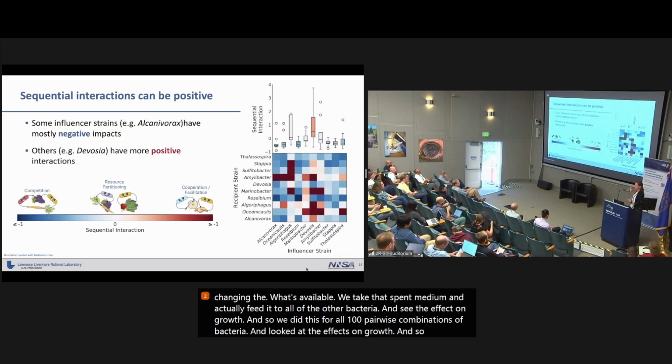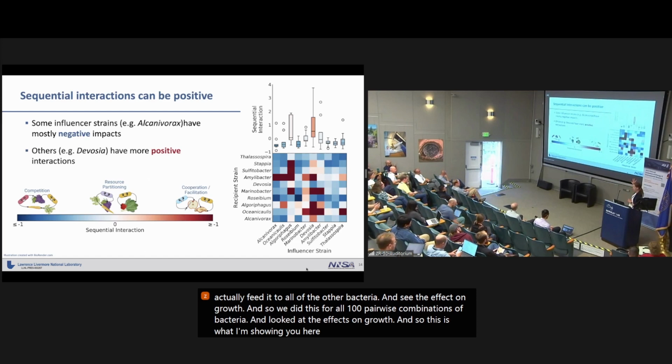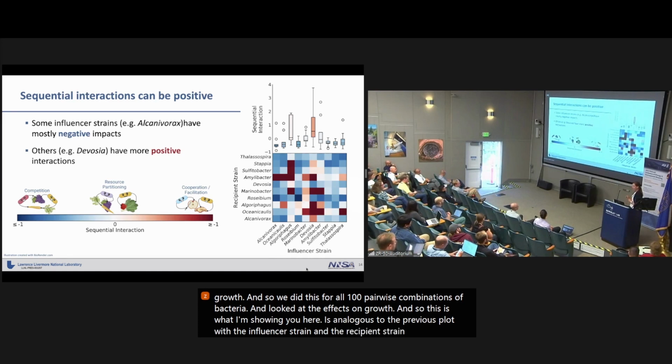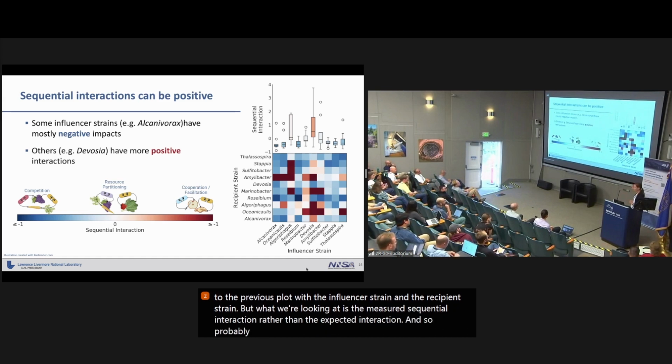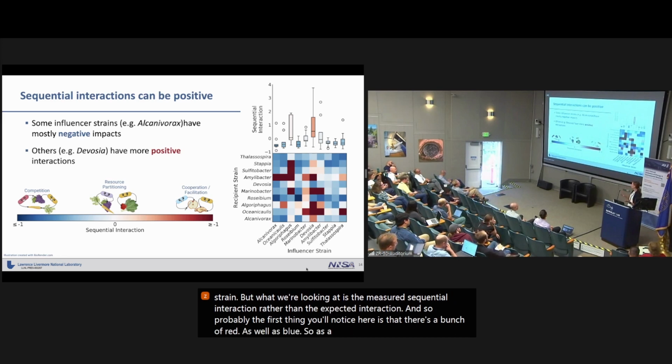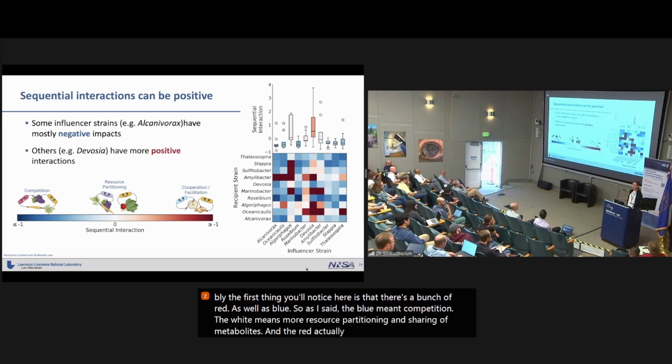And so this is what I'm showing you here. This is analogous to the previous plot with the influencer strain and the recipient strain. But what we're looking at is the measured sequential interaction rather than the expected interaction. And so probably the first thing you'll notice here is that there's a bunch of red as well as blue. So as I said, the blue meant competition. The white means more resource partitioning and sharing of metabolites. And the red actually indicates a cooperative or a facilitative interaction, which means that that influencer bacteria is actually increasing the growth of the downstream recipient bacteria.